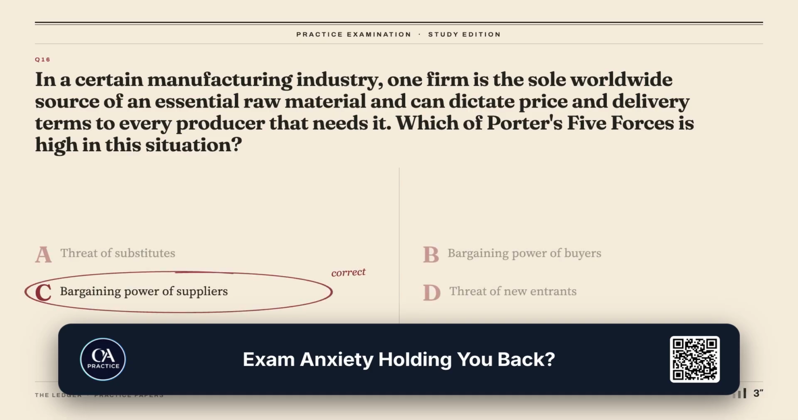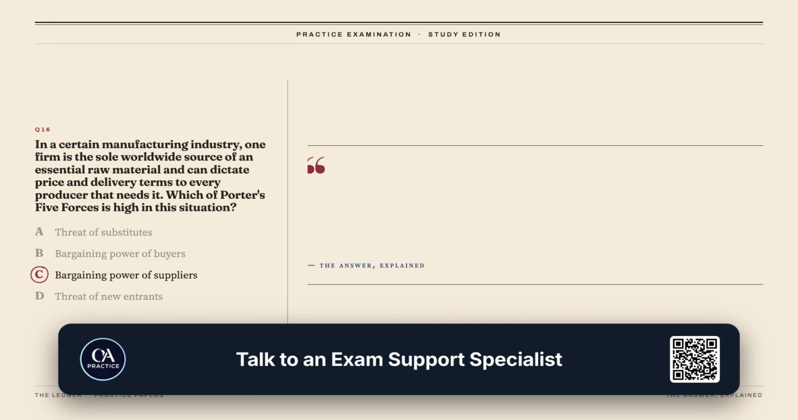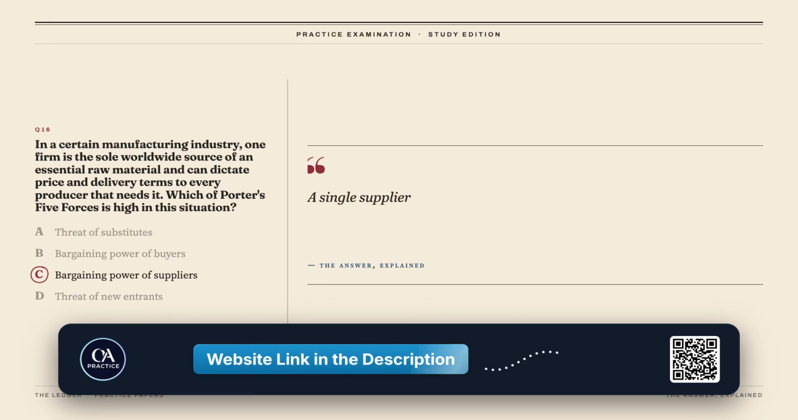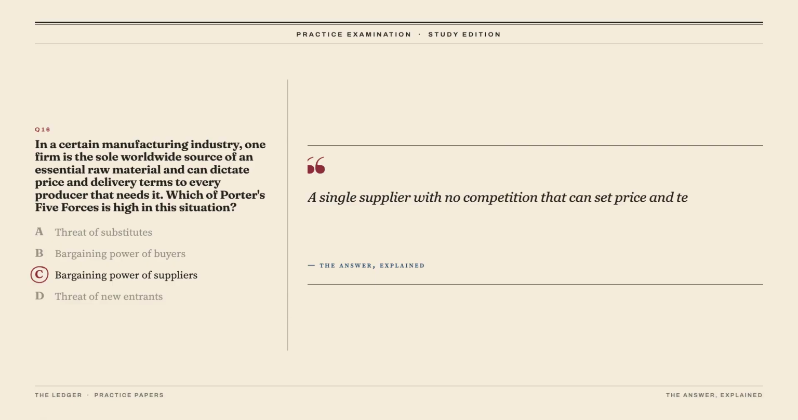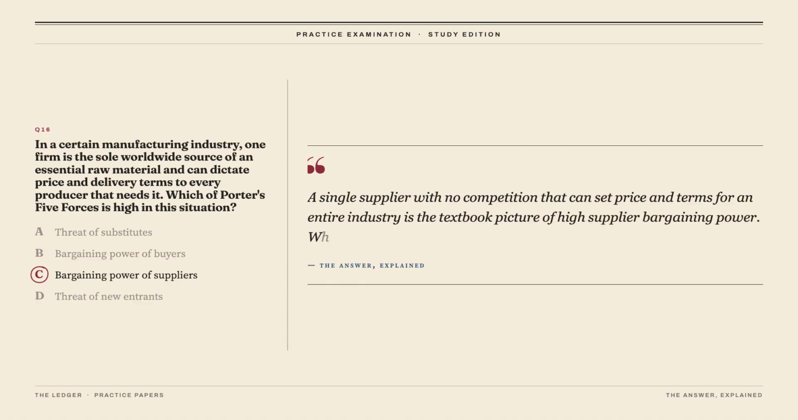The correct answer is C. Bargaining power of suppliers. C is correct because a single supplier with no competition that can set price and terms for an entire industry is the textbook picture of high supplier bargaining power. When suppliers hold that leverage, they capture more of the value created and squeeze industry profitability.